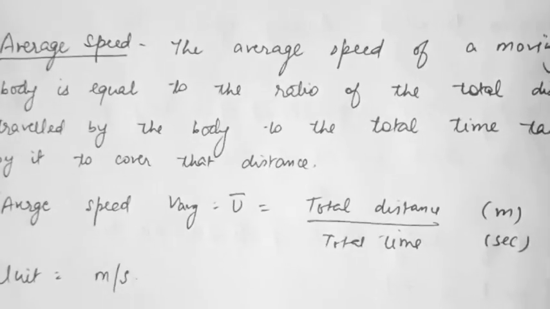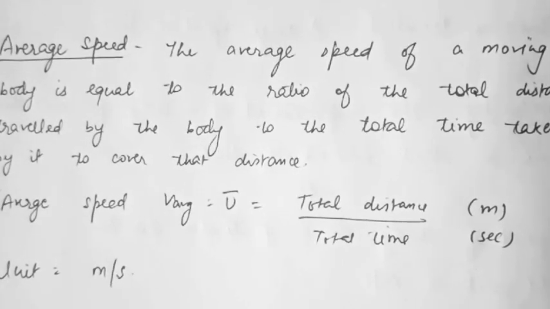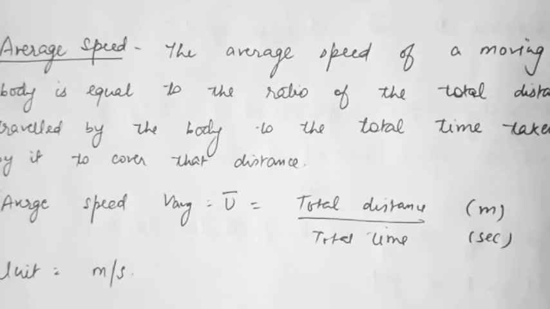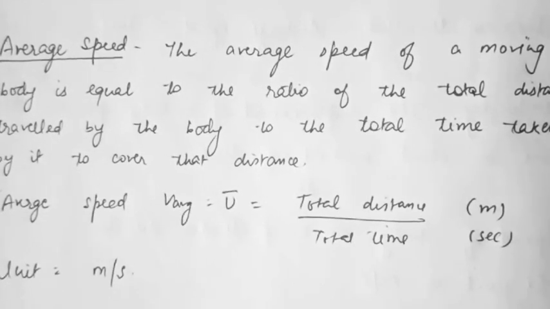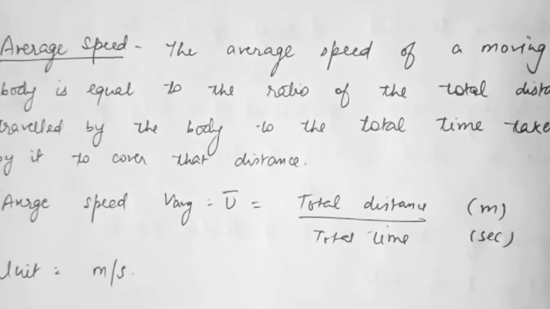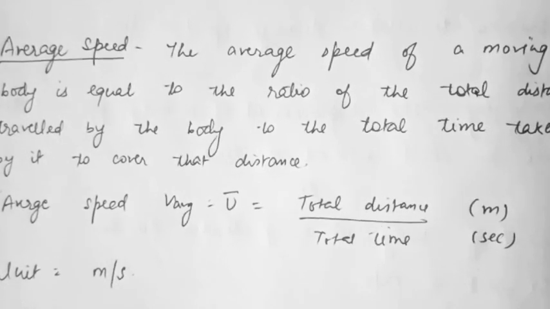What is average speed? So we can say that it is the ratio of total distance covered to total time taken. So again the unit will be meter per second. So the average speed of a moving object is equal to the ratio of total distance traveled by the body to the total time taken to cover that distance.